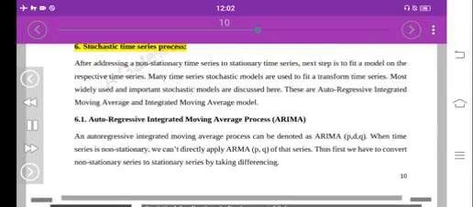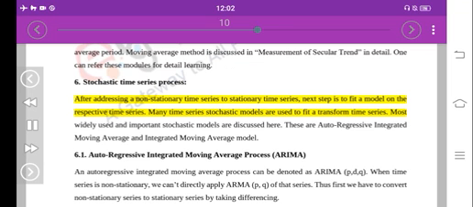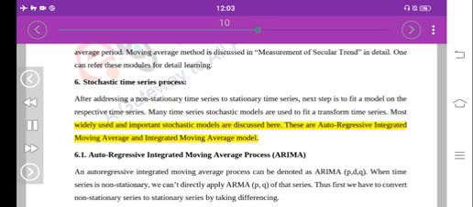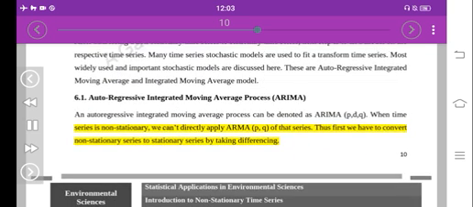6. Stochastic time series process. After converting a non-stationary time series to a stationary time series, the next step is to fit a model on the respective time series. Many time series stochastic models are used to fit a transformed time series. The most widely used and important stochastic models are discussed here. These are the autoregressive integrated moving average and the integrated moving average model. 6.1. Autoregressive integrated moving average process, ARIMA. An autoregressive integrated moving average process can be denoted as ARIMA(p, d, q). When a time series is non-stationary, we can't directly apply ARMA(p, q) to that series. Thus first we have to convert the non-stationary series to a stationary series by taking differencing.